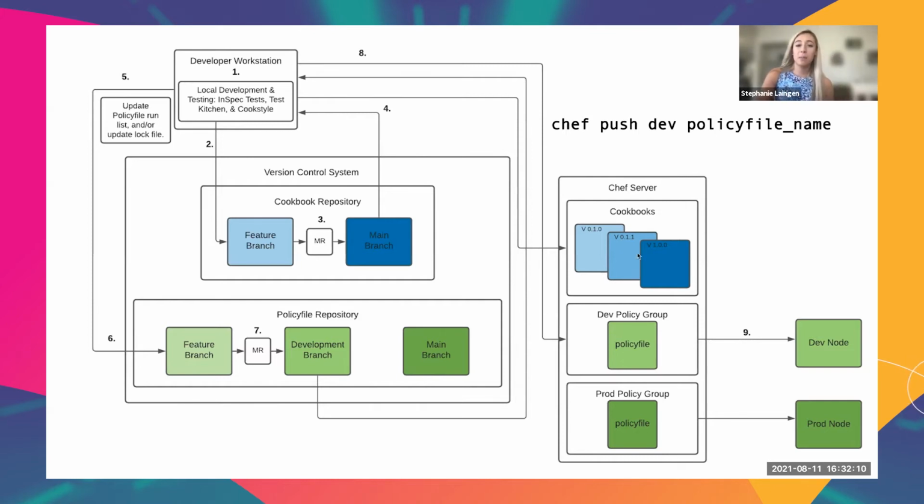The syntax for this command is chef push, policy group name, and policy file name. That's why I've just stuck dev in here already. So once those new policy file locks, those new run lists that contain the updated version of the cookbook that we want to test, live in the dev policy group, the dev node, the next time it checks in, because it's set to check in continually, will automatically run those new changes. And that is step 9.